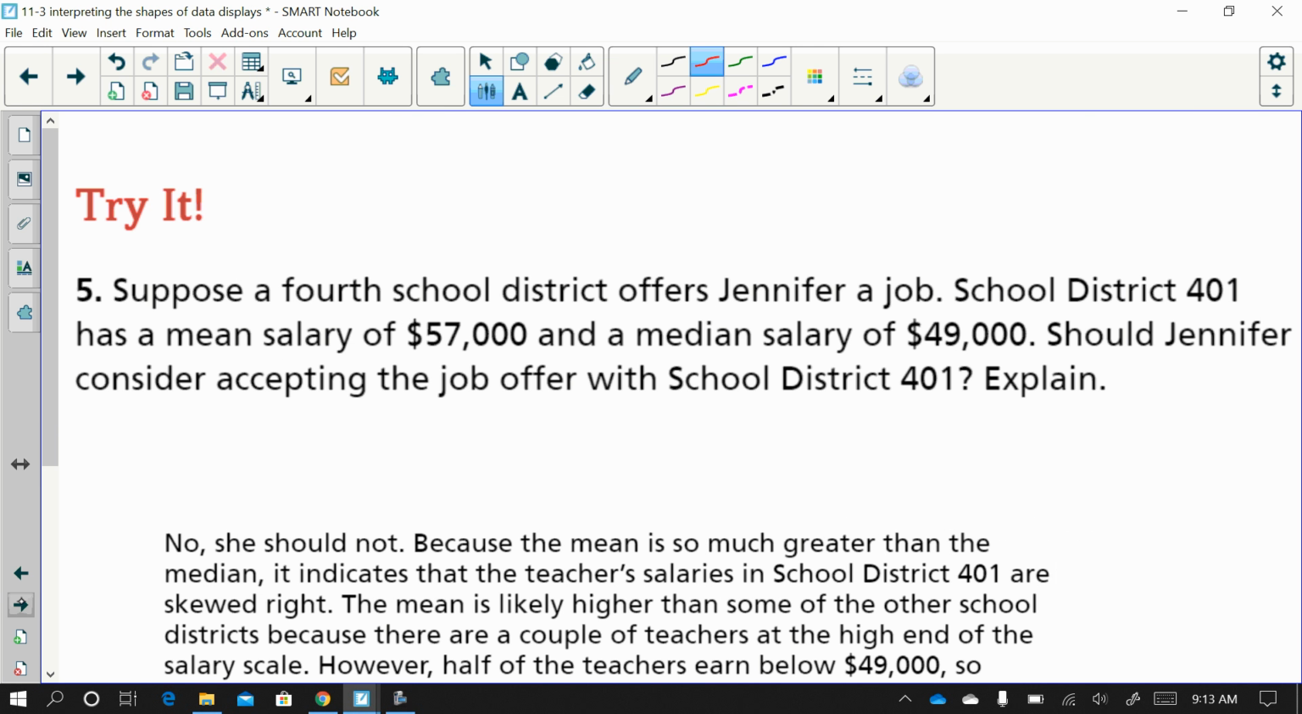Now suppose a 4th school district offers Jennifer a job. School district 401 has a mean salary of 57,000 and a median salary of 49. Do you think she should consider accepting the job offer of school district 401?